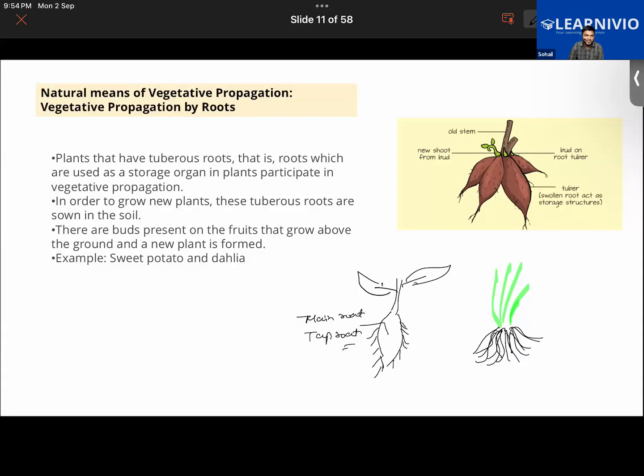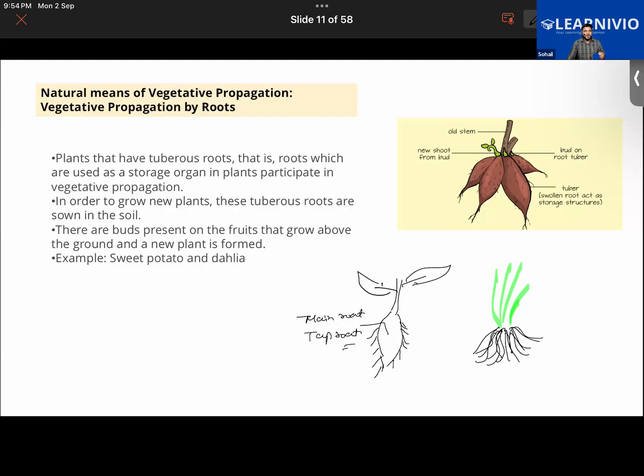And apart from sweet potato, we have several examples of tap roots, like the turnip. Turnip is also one such example. Radish, carrot. What are they? They are basically modified roots now.